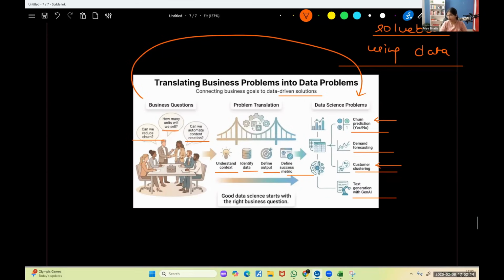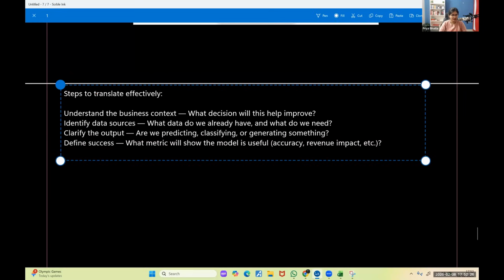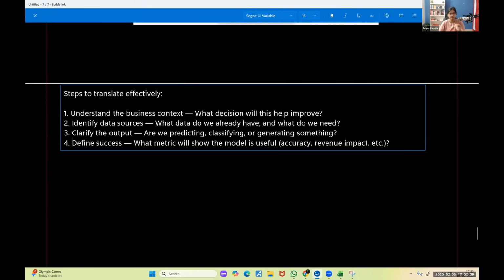Okay? Now, what are the steps to translate this effectively? How can you translate a business problem to a data-specific problem? You can see this over here. First step, you have to understand the business context. You will think, what decision will this help me to improve? Then you identify the data sources. What data do we already have and what do we need?